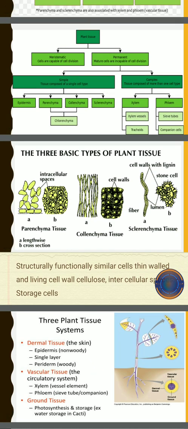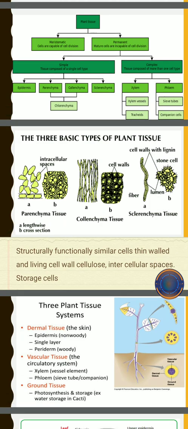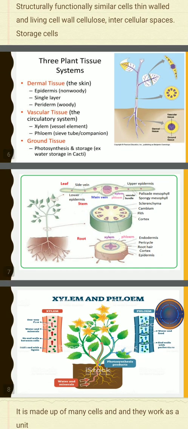Now there are basically three types of plant tissue. The parenchymatous cells are the basic cells, and the collenchymatous cells provide the mechanical support and are involved with the flexibility of the plant tissues. The third one is the sclerenchyma tissue, whose function is basically for the mechanical support.